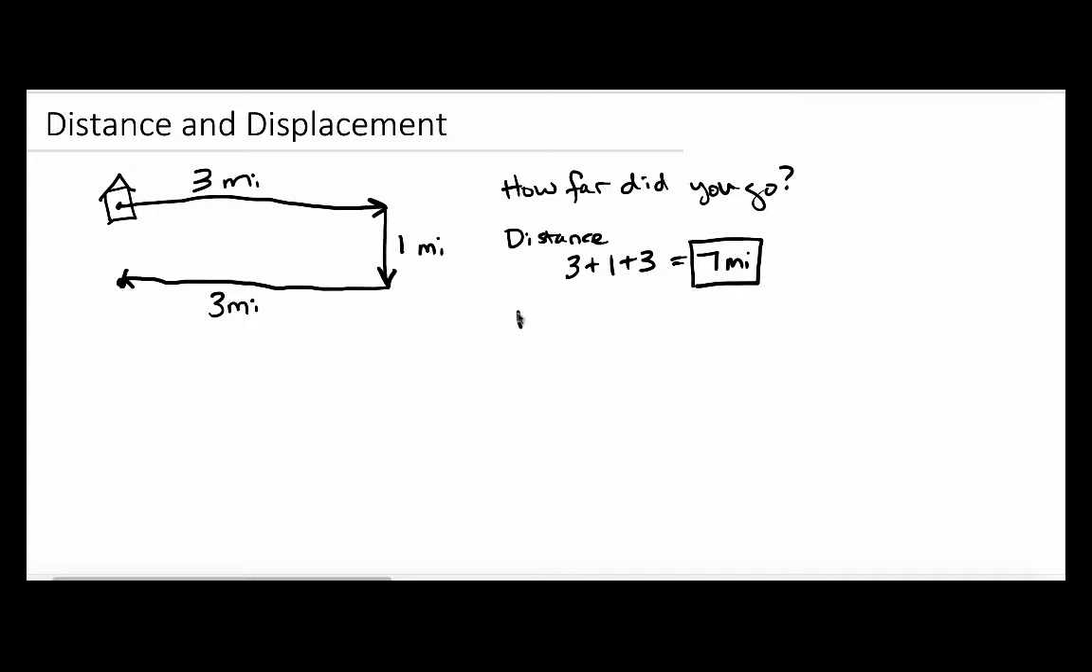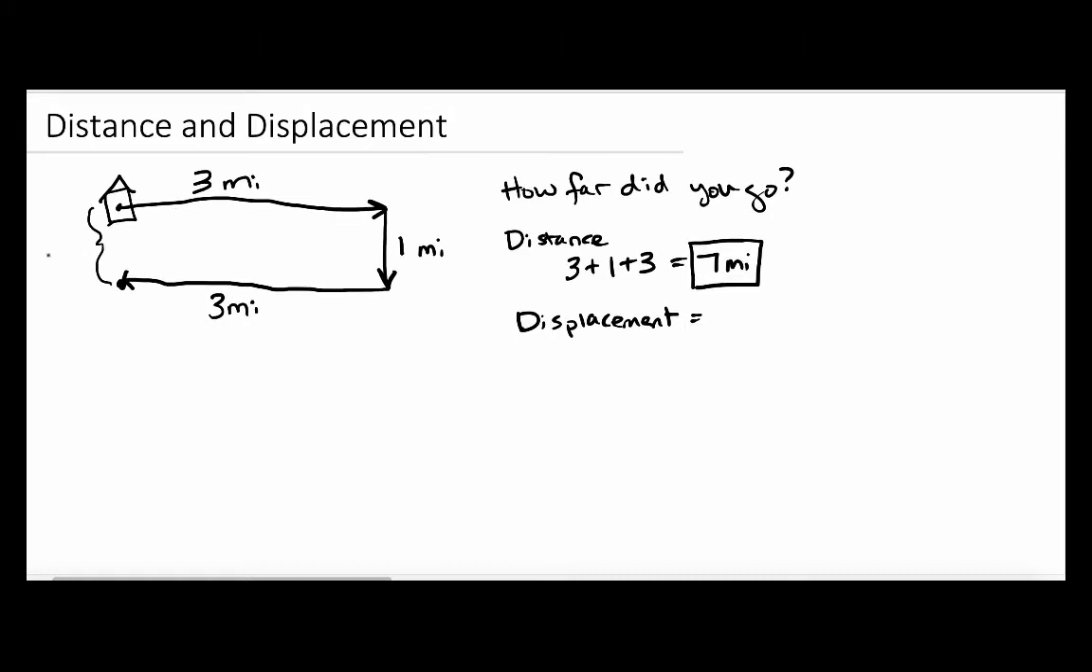But there's another way to look at this, and that is how far did I go? Well, if I look at my displacement, then I started at my door, and even though I drove all the way over here and back, I'm actually not too far from my house. Well, how far am I from where I started? I'm actually only a mile from where I started.